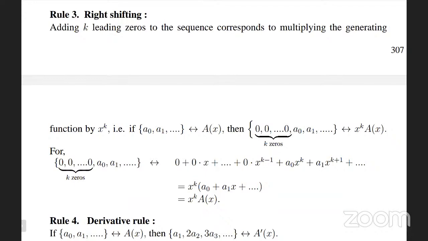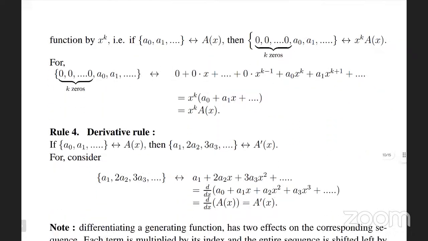So that it is x to the power of k into a of x. I can write 0 plus 0 into x, plus 1 plus 0 into x power k minus 1, plus a naught x power k plus a1 into x power k plus 1, plus so on. x power k into a naught plus a1 x plus so on. So x power k into a of x.